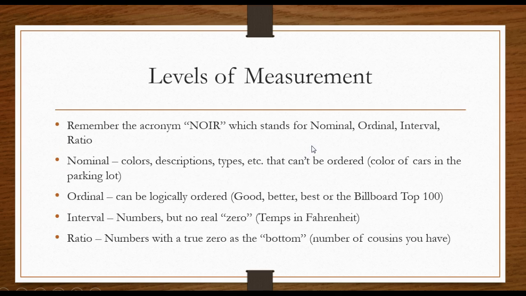Levels of measurement. I like to tell my students, remember the acronym NOIR, N-O-I-R. There are 4 levels of measurement. Nominal. The nominal level of measurement is just things like colors and descriptions and things that you cannot logically order. And then you've got the ordinal level of measurement, which can be logically ordered.